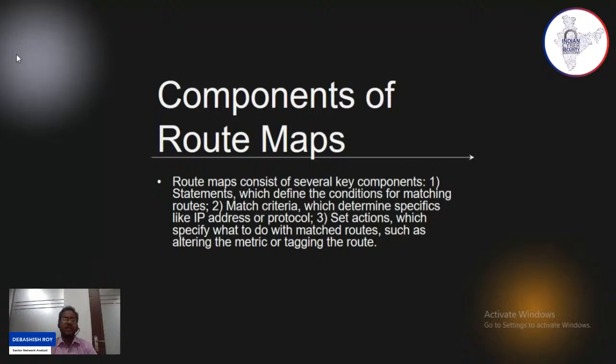Number three is set actions, which specify what to do with matched routes, such as altering the metric or tagging the route. So you can tag the route also. Say, for example, in case of OSPF, we can tag it with, say, the E1 or E2 route, the external 1 or external 2 route. So these things you can also do. Set action is not mandatory, but match should be there. You have to match a particular criteria, and then set means that against that match, you can tag the route, you can change the metric of that route. That is the thing.